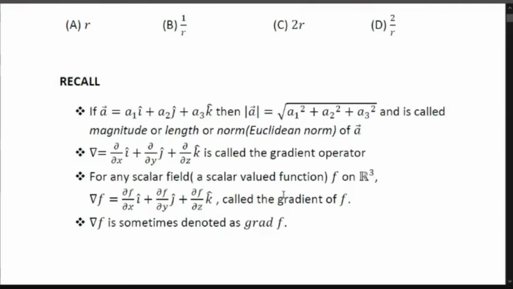And del denotes the gradient operator, which is dou by dou x i plus dou by dou y j plus dou by dou z k. For any scalar field, meaning a scalar valued function defined on R3 to R, del f, the gradient of f, is dou f by dou x i plus dou f by dou y j plus dou f by dou z k. It is sometimes denoted as grad f also. In some question papers you may see del f, or in others grad f. Both are the same.